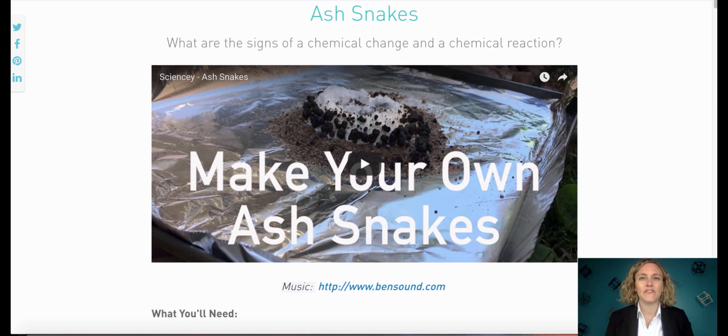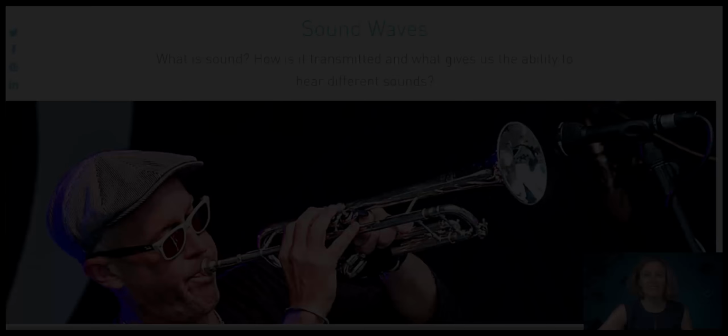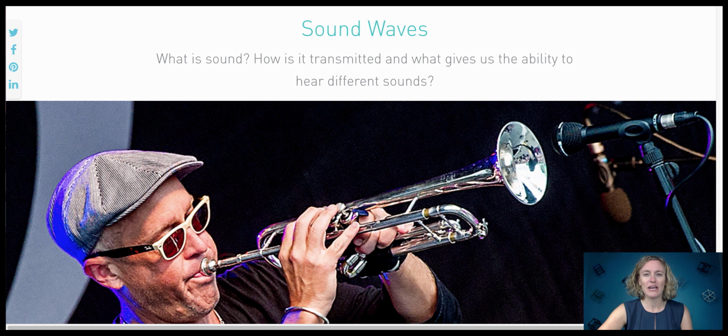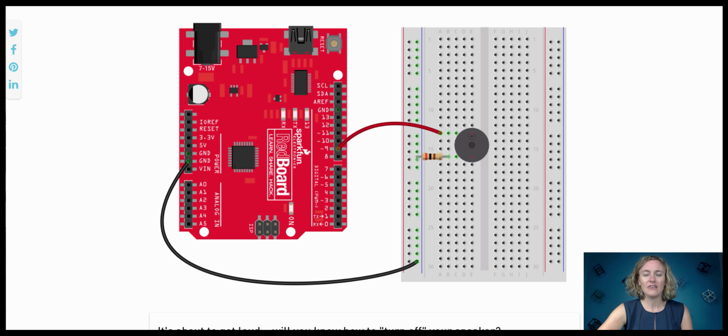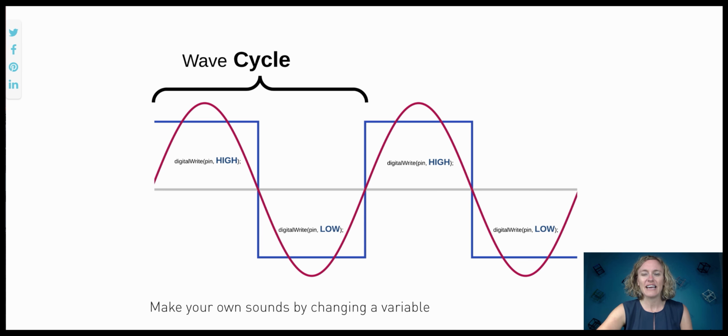Ash snakes is different from any other experiment in the unit because it works best as a classroom demonstration. In this experiment, students will observe chemical change and physical change when heat is applied to a mixture of baking soda and sugar. Sound waves has the students wiring up a piezo speaker and then using that piezo speaker and the Arduino sketch to create different sounds.